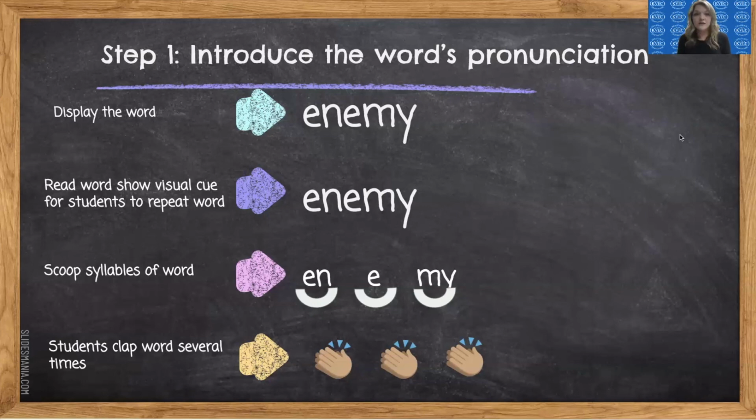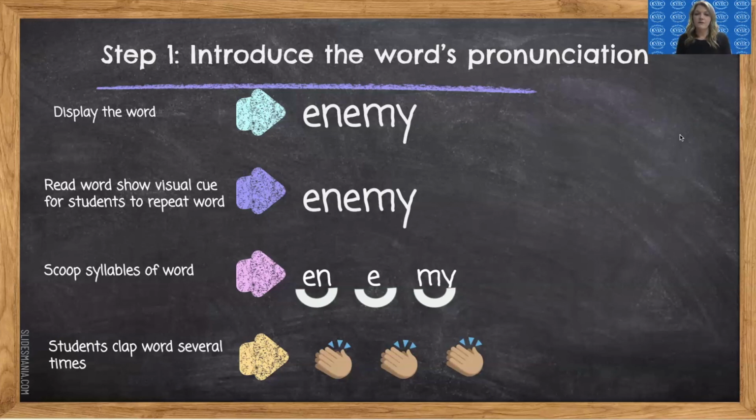If you cannot pronounce the word correctly, you're not going to know what it means, and you're not going to be able to read it, and you're not going to be able to know it. So that is very important. The word is enemy. What is the word? Enemy. Next, you're going to show the visual cue for the student.